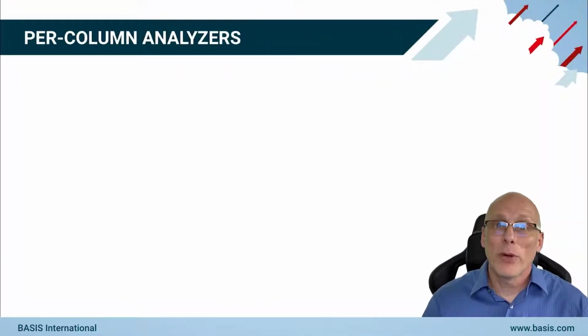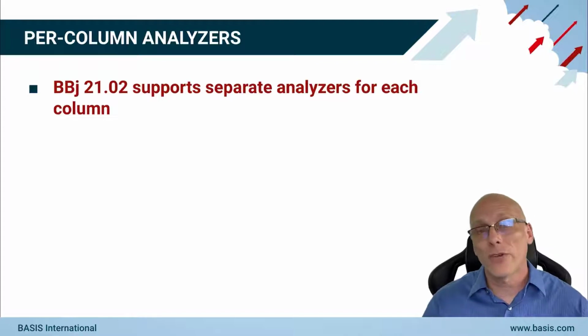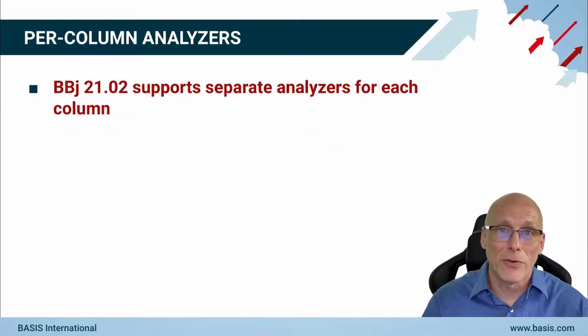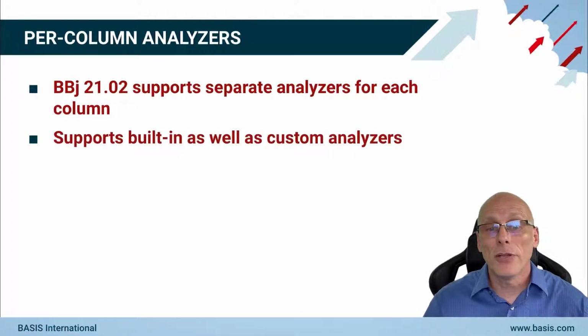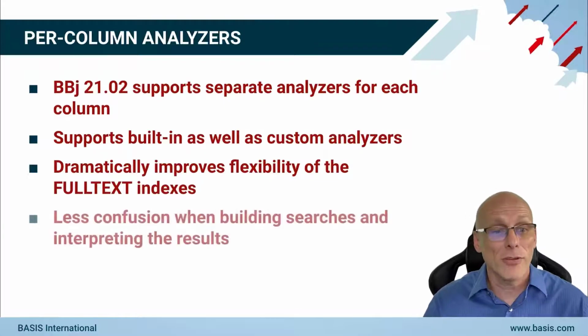So BBJ 2102 introduces per column analyzers. These analyzers can be different for each one of the columns that are included in the full text index. It supports built-in as well as custom analyzers. So you can actually write your own analyzer based on the needs of your particular organization. Dramatically improves the flexibility of the full text indexes, as you can imagine. And there is much less confusion when building searches and interpreting the results.